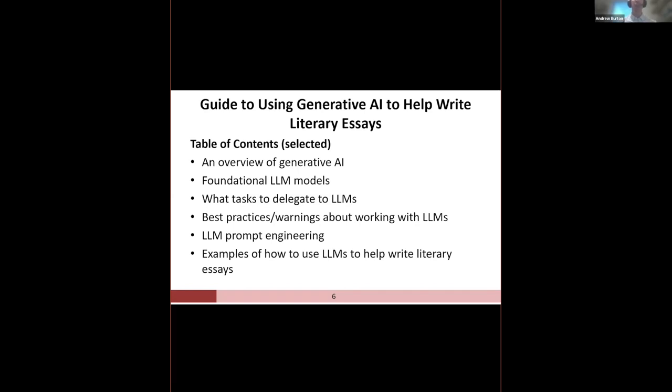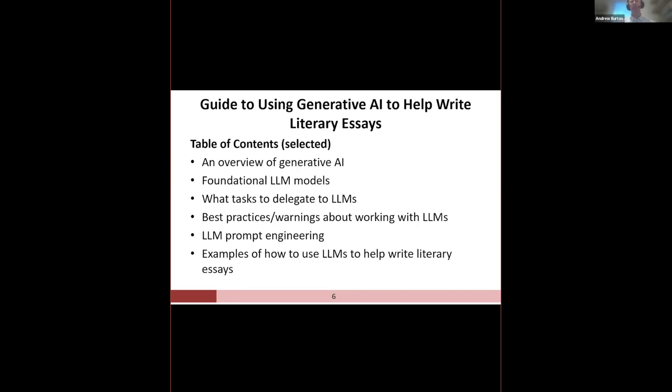Then I have a brief section on how to think about delegating tasks to large language models. And there's a four-part model that I've borrowed from someone where one type of task is tasks you should never delegate to AI. A fourth on the other end would be tasks you might always delegate to AI, which admittedly is probably a very small category right now. And then a couple of intermediate steps.